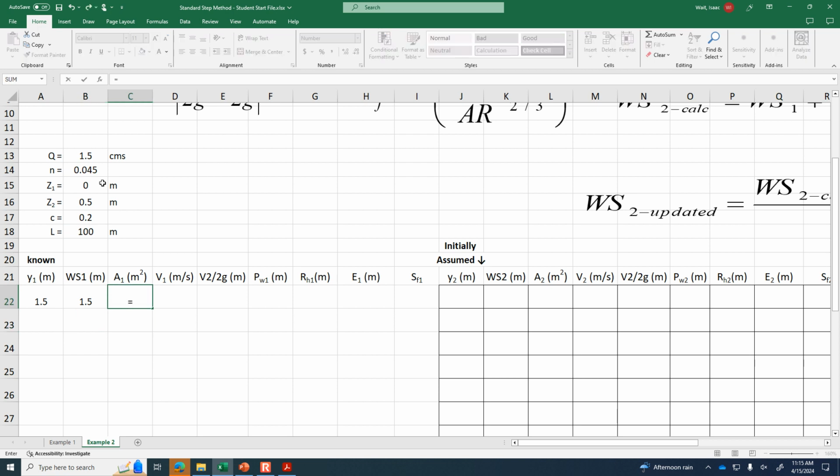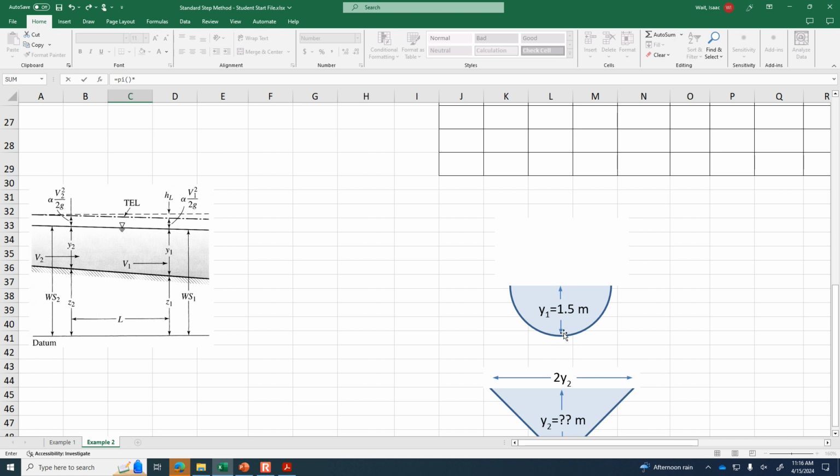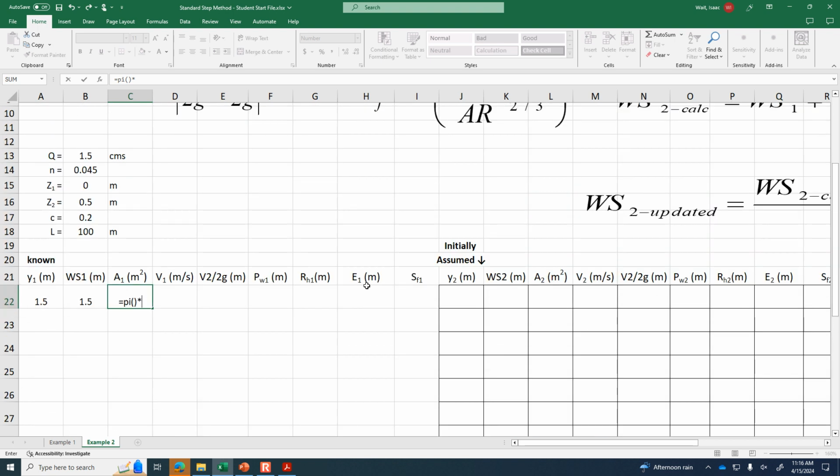Okay, the area, pi times the radius. The radius is the same thing as the depth here. If we just take a quick glance here, you can see the depth is 1.5, and this is a half circle. So pi d squared divided by 2. Okay. So we've got the area. The velocity of flow, of course, is just going to be the flow rate divided by the area. So equals flow rate, anchor the reference up to the top, divided by area. So we get the flow velocity there. Velocity head will be V squared divided by 2 divided by 9.81. Okay, so we've got the velocity head.